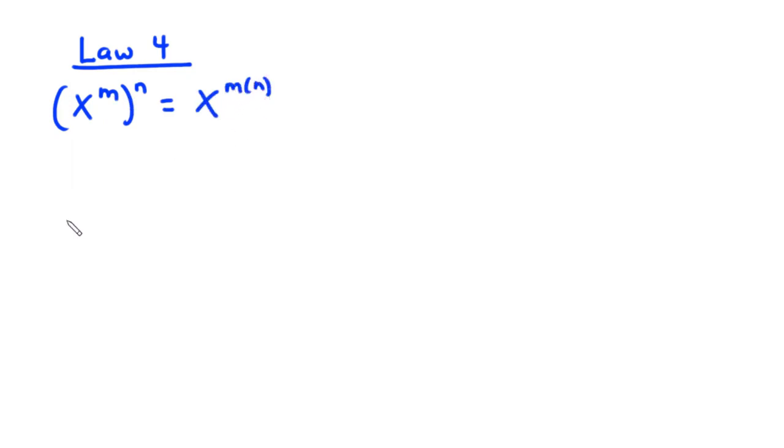Now let's talk about the fourth law. Now if you have x exponent m, all exponents n, then you want to multiply the exponents. So that is going to be x exponent m times n. For example, if you have 2 exponent 3, all exponents 2, it means that you are going to multiply 3 and 2. So that's going to be 2 exponent 6.